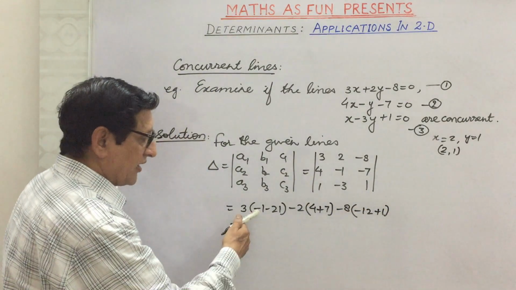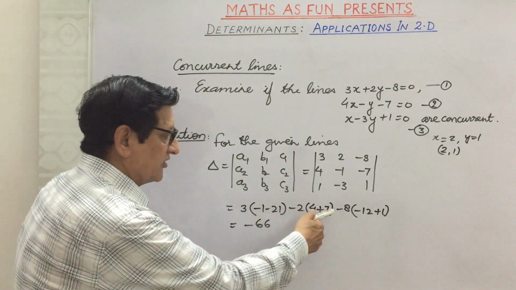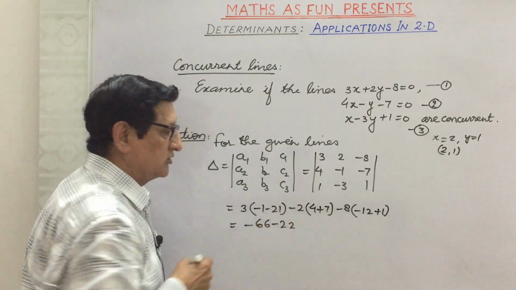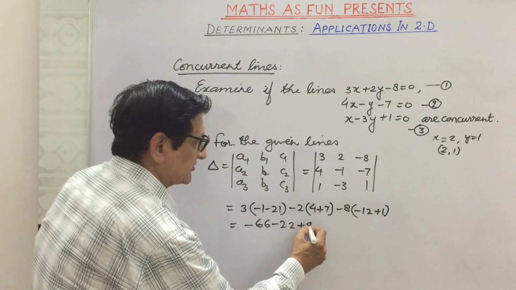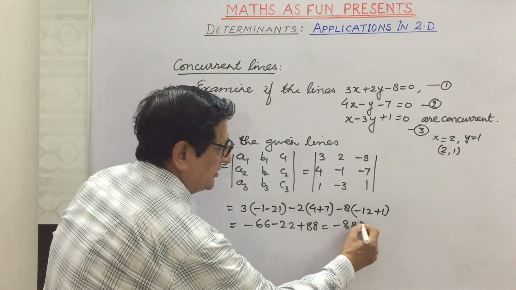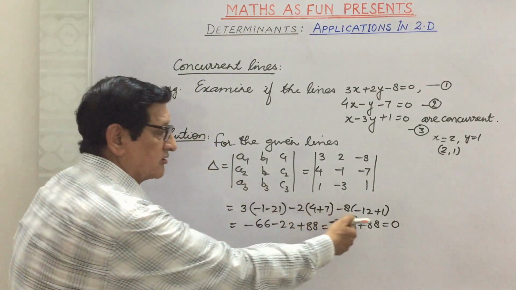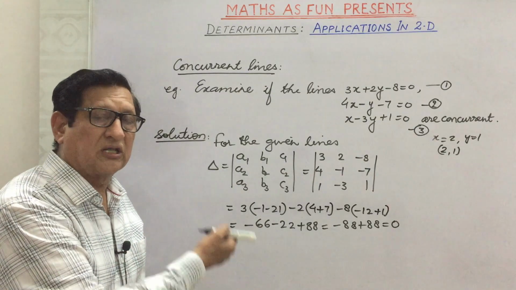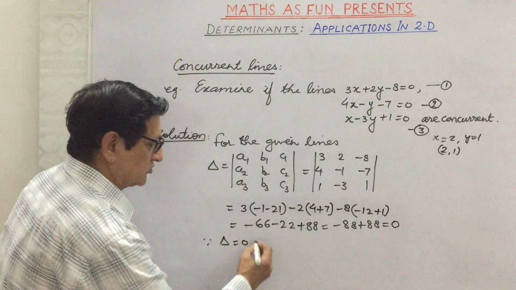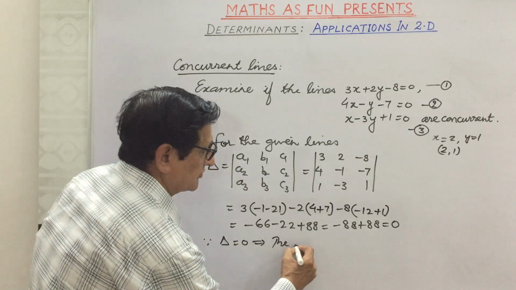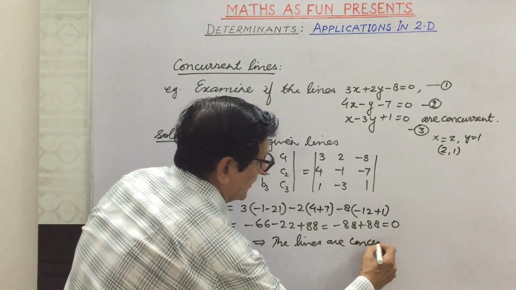Simplifying, we get minus 22 into 3 minus 66. 11 into minus 2 minus 22. Minus 11 into minus 8 plus 88, which is minus 88 plus 88 or equal to 0. Now the value of the determinant is coming as 0, so we can say the lines are concurrent. So we can write, since delta is equal to 0, this implies that the lines are concurrent.